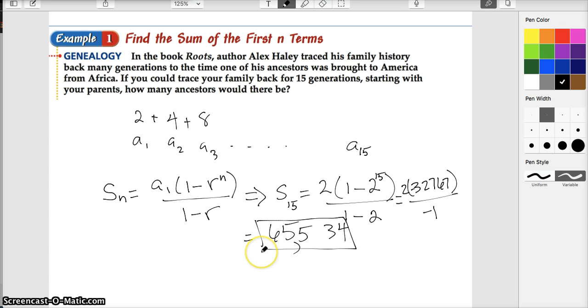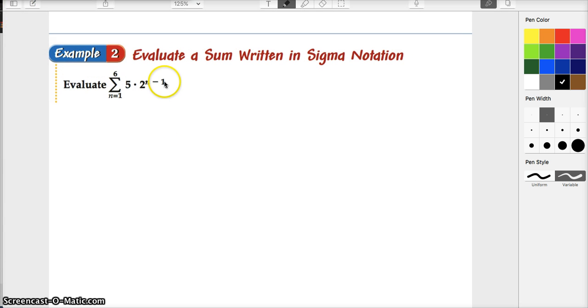It's always weird when I see the power of 2 doing something like that. Let's check out another example. Here in example 2, we're going to be evaluating a sum written in sigma notation. We remember sigma notation from the last time when we talked about arithmetic series. Much the same is happening here.